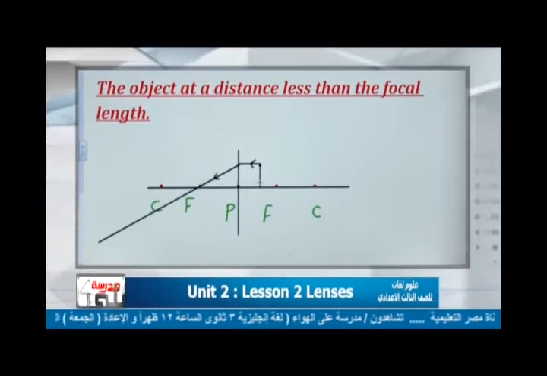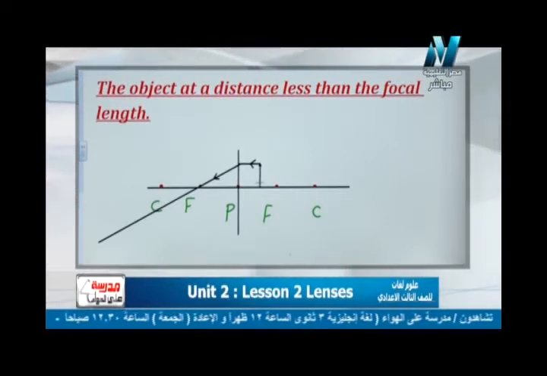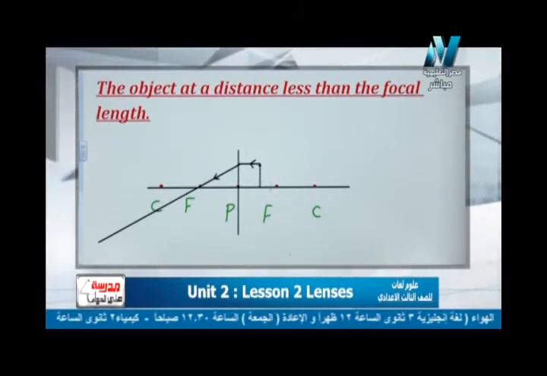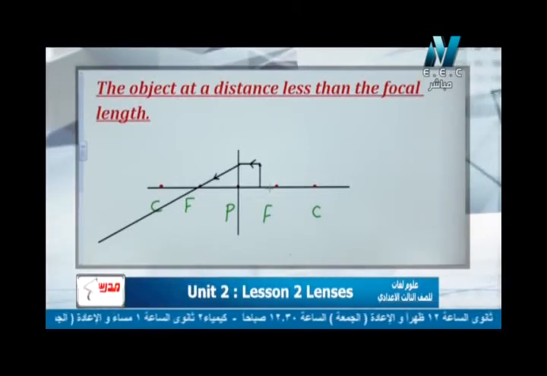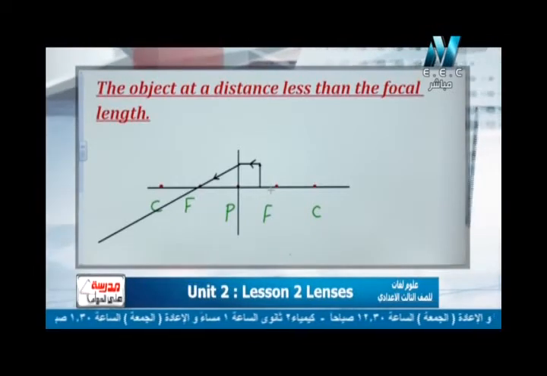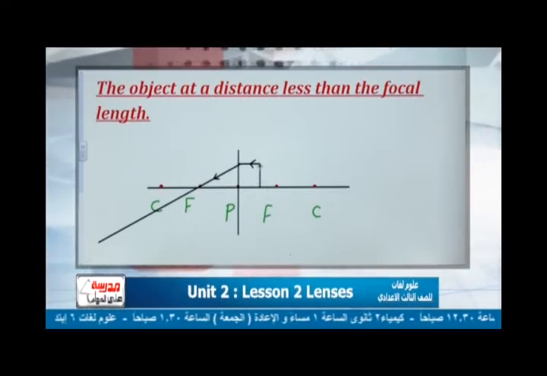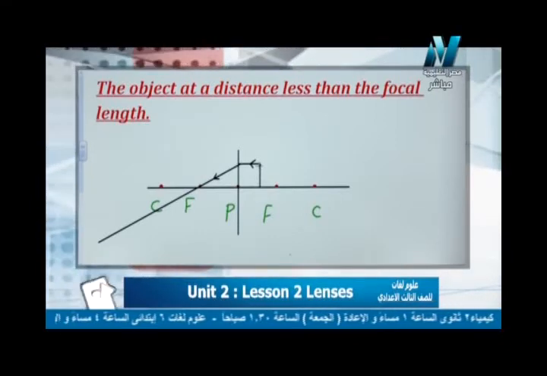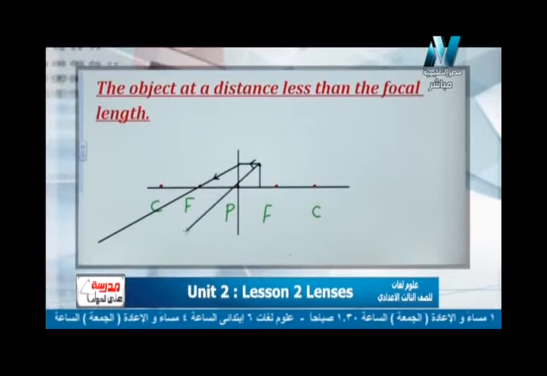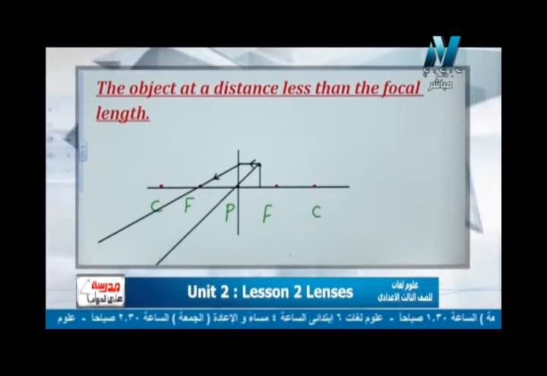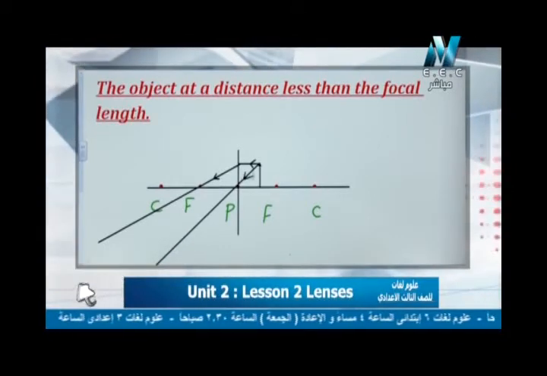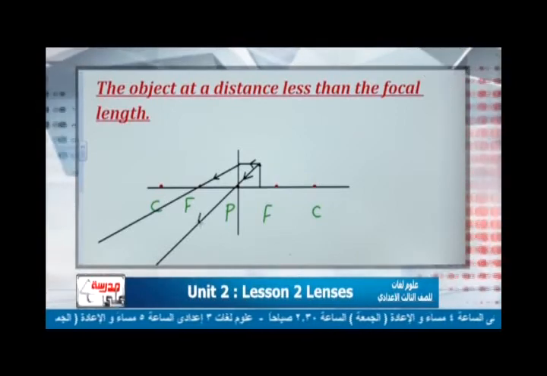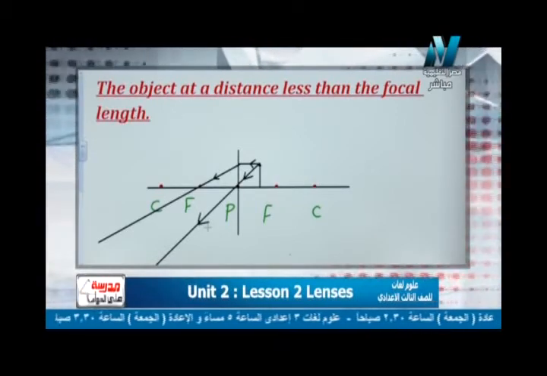How? Someone might say, why can't we make the light ray pass through the focus? No, we can't. Why? Because the focus is behind the object. So we will apply rule number three, or case number three. The light ray passes through the optical center. In this case, the light continues without refraction.